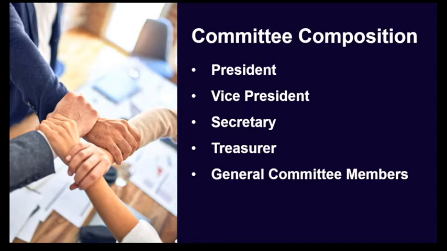But whatever title you use, the basic responsibility of the committee is to look after the club's affairs and ensure the club complies with all legal duties under the Associations Incorporation Reform Act that was published in 2012.